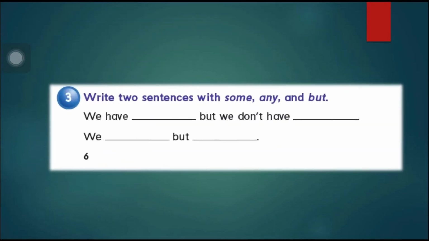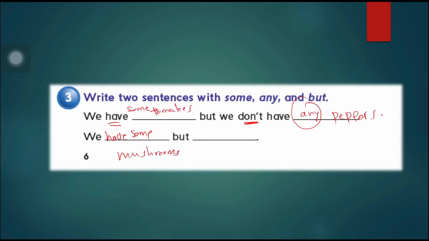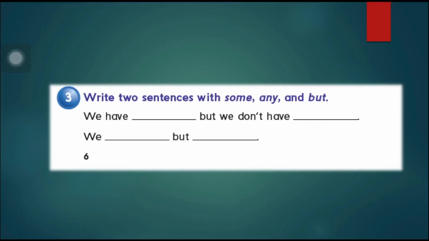Let's continue. We have, هنا في ال affirmative statement, so we're gonna say we have some tomatoes for example, but we don't have any peppers. ليه قلت هنا any؟ عشان كان في كلمة don't. Okay, we can say also we have some for example mushrooms but we don't have any oil for example. Okay.